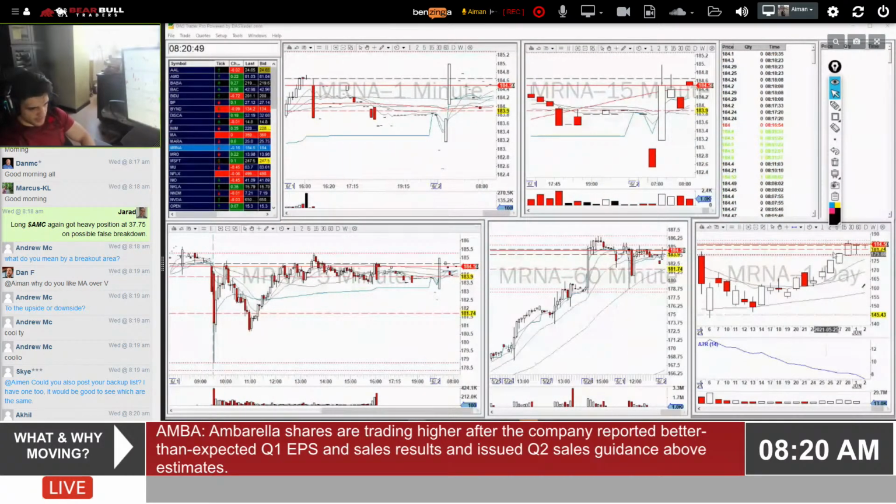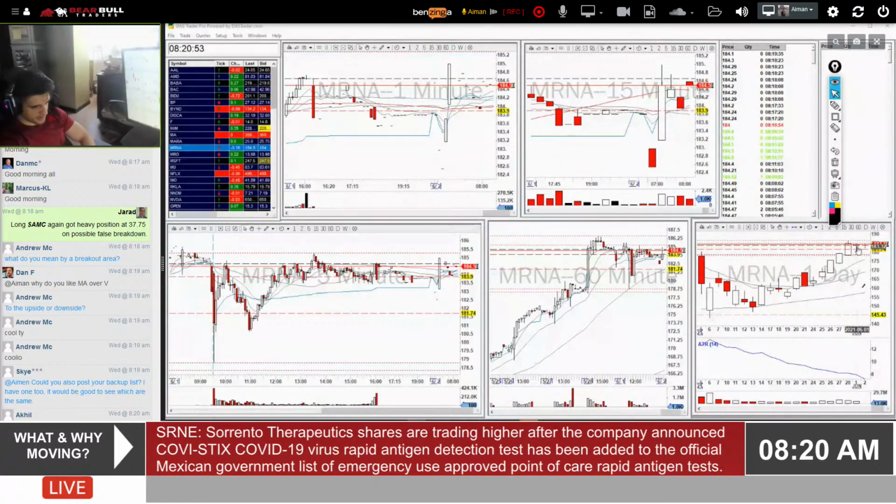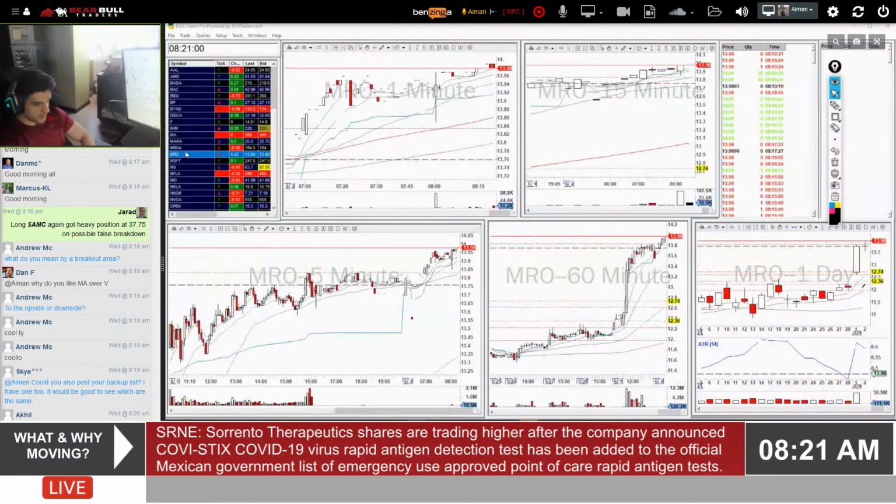MRNA is interesting. Look at this. The daily is looking clean to long. Previous day hammer sitting around the breakout area. Definitely more long buys rather than short buys. We'll see how it behaves at the open.